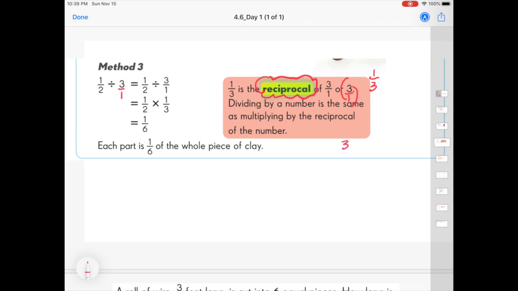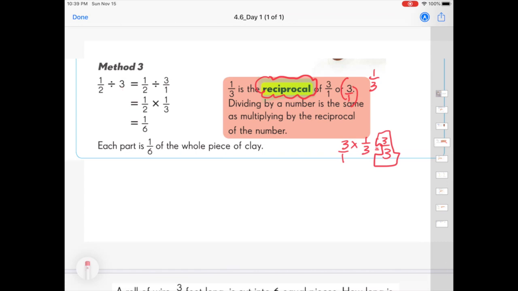Now when you multiply a number times its reciprocal, you're always going to get 1 whole. 3 times 1 is 3, 1 times 3 is 3, 3/3 is 1 whole. So when you multiply a number by its reciprocal, you will always get 1 whole.